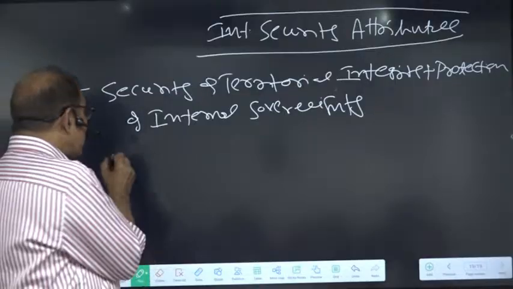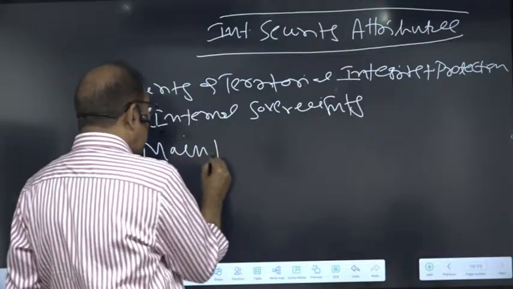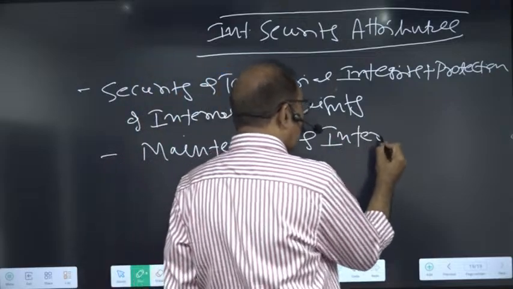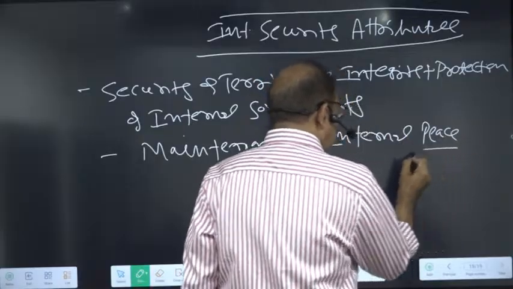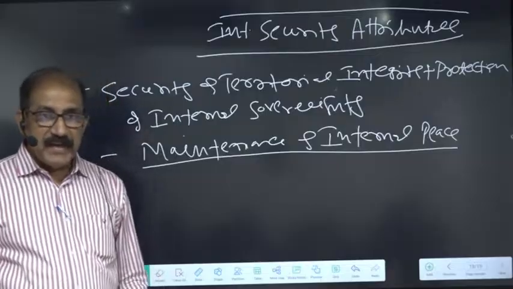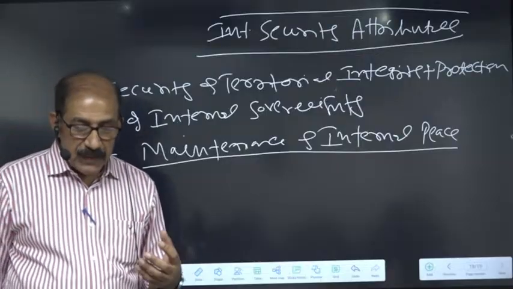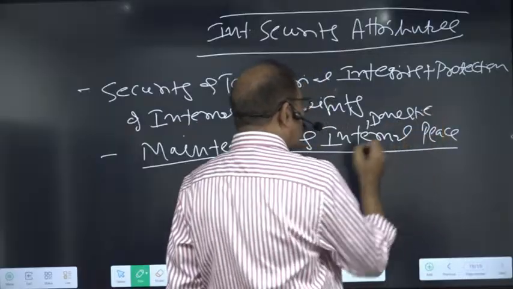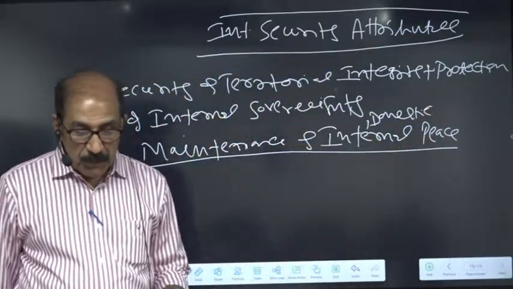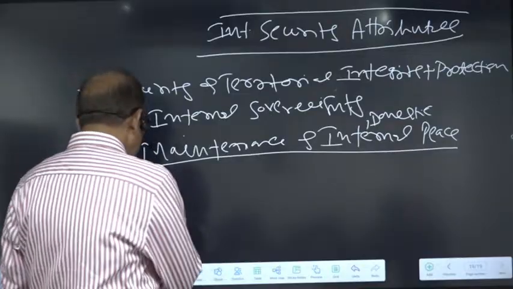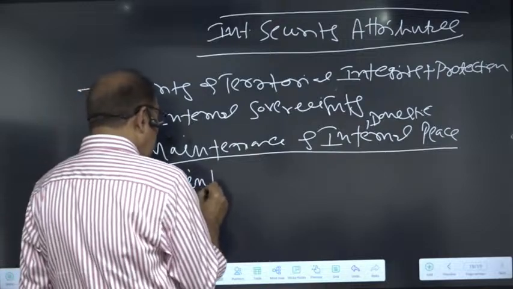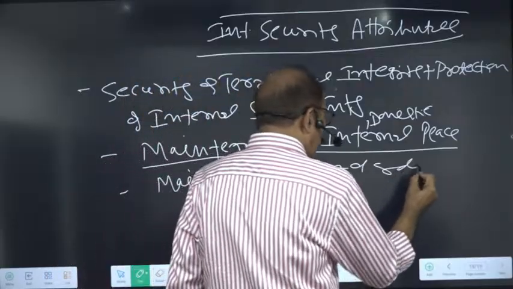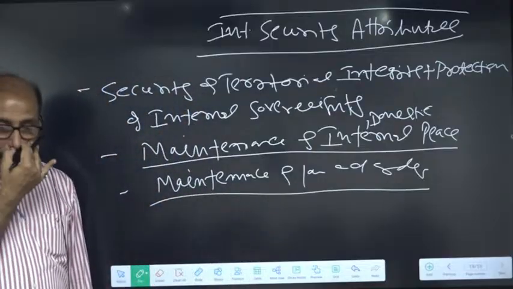The second thing that comes under this is maintenance of internal peace. There should be peace within the country. You can also write domestic peace, it's one and the same. The other thing is maintenance of law and order. Law and order should be perfect.